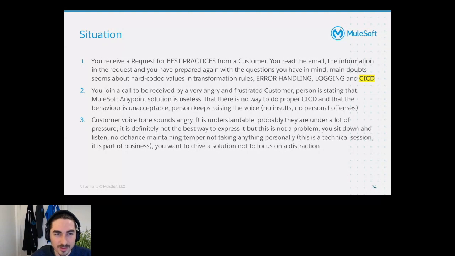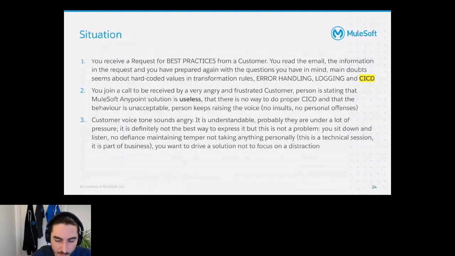This customer is actually very angry. They are frustrated. The person is stating that the MuleSoft Anypoint solution is useless, that there is no way to do proper CI/CD, and that the behavior is unacceptable. The person keeps raising their voice. There are no insults, no personal offenses. It's just the tone of voice, and in point number 3 you can tell by the customer's voice that the tone is angry. There's anger there.